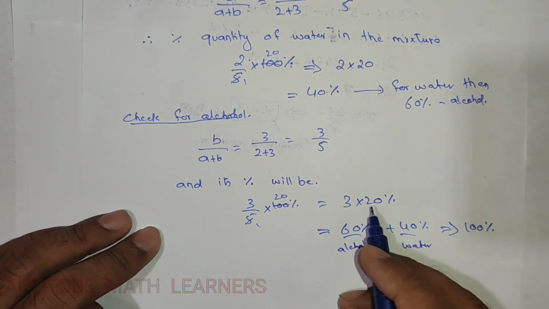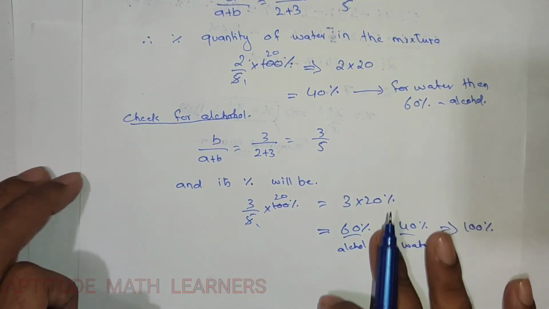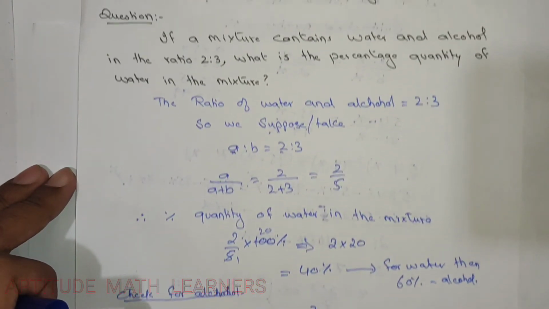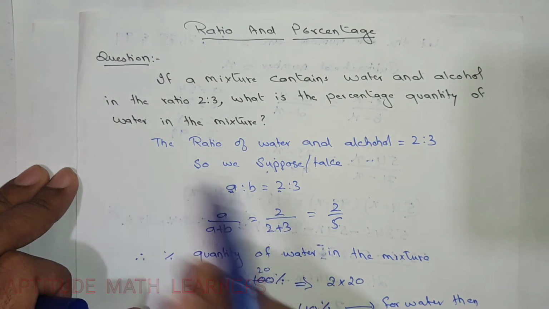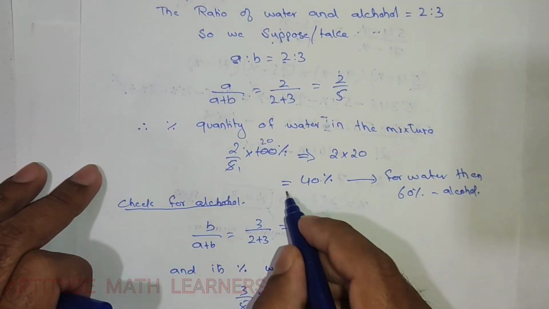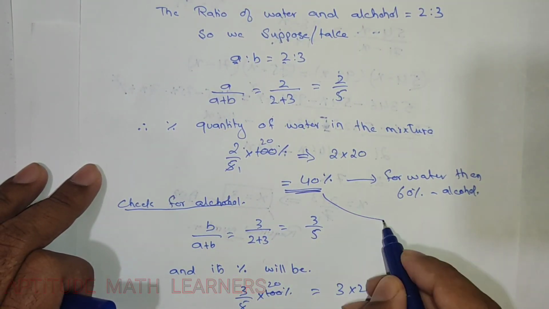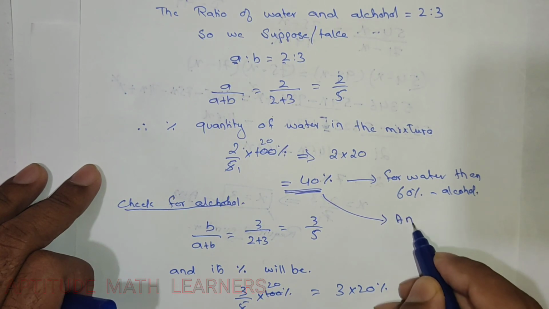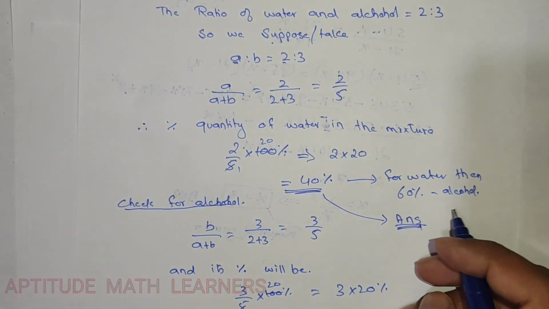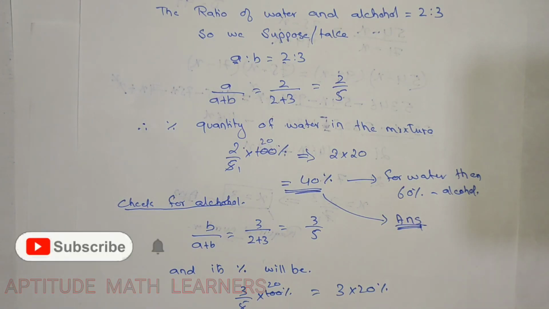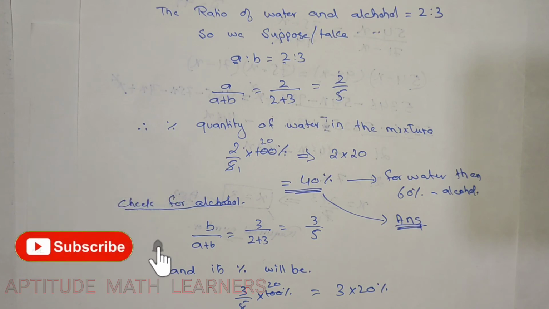So here we have been asked in the question only about the percentage quantity of water. So the percentage quantity of water is 40, and that is our answer. So hope you have understood and also learned the method of finding the percentage quantity in a mixture or any question.